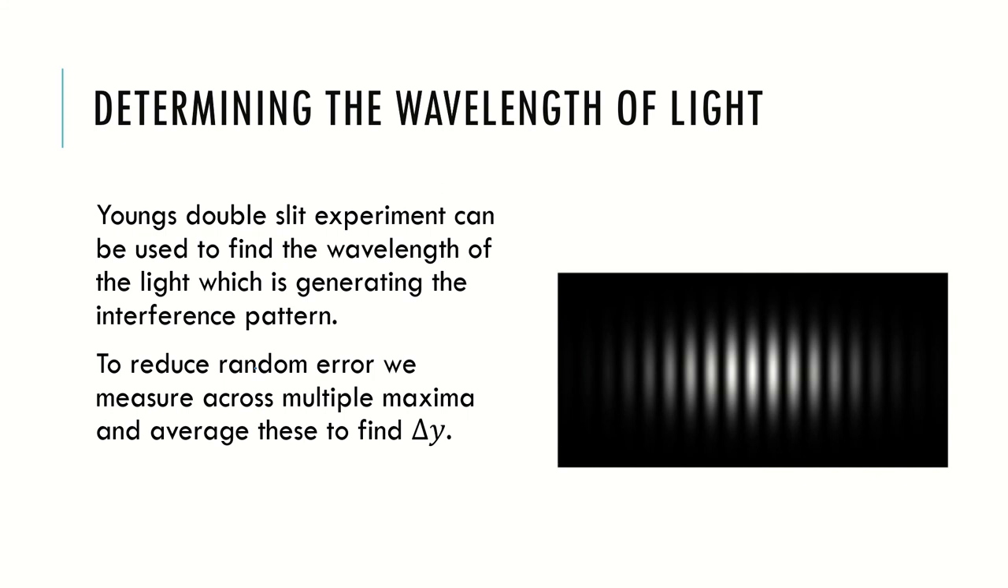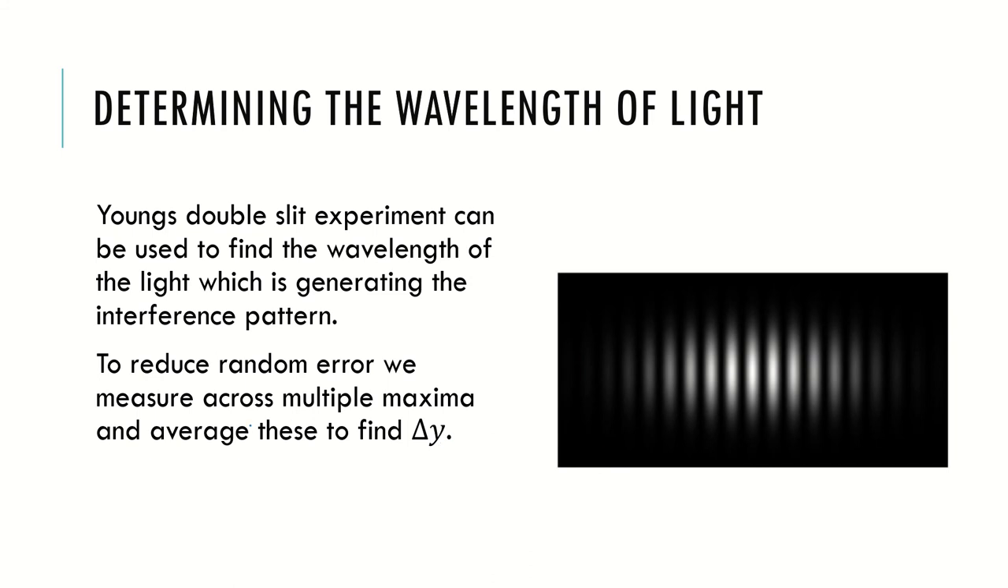So as I said, one of the things you need to be able to do is determine the wavelength of light using these equations. So what you can do is, if you've got some sort of light source, you can pass it through the single slit, then it hits the double slits, diffracts, interferes, and causes Young's double slit interference pattern as seen here. What you can then do is measure the distance between adjacent maxima, or between adjacent bright bands, and you can find out delta y.